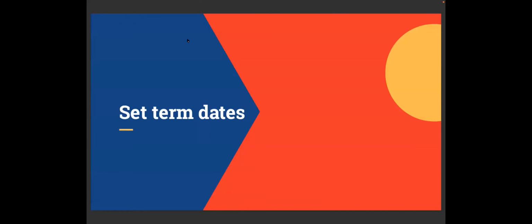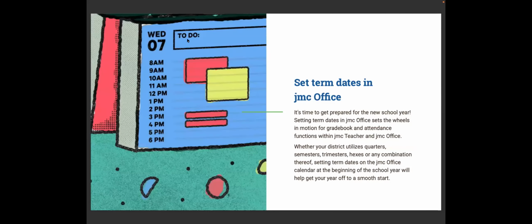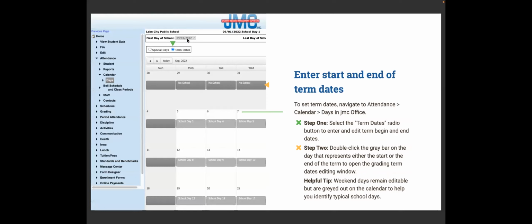From there, you're ready to set the term dates. Setting the term dates is done in JMC office. Also gets you prepared for the new school year. Setting term dates in JMC office sets the wheels in motion for gradebook and attendance functions within JMC Teacher and JMC office. Whether your district utilizes quarters, semesters, trimesters, hexes, or any combination thereof, setting term dates in JMC office's calendar at the beginning of the school year will help you get off to a smooth start.